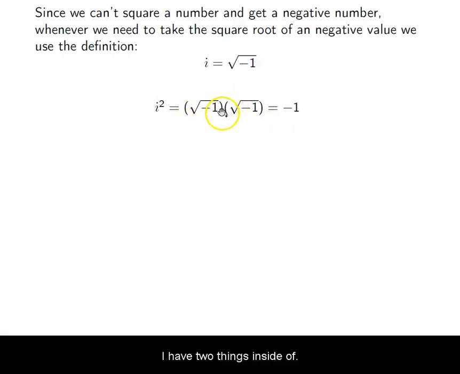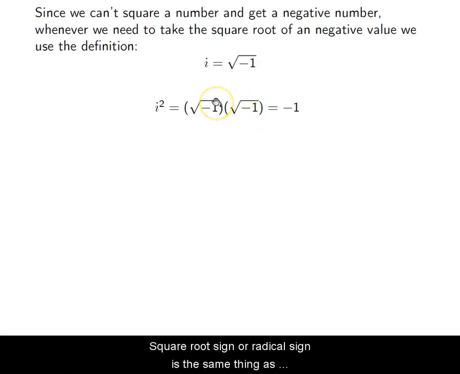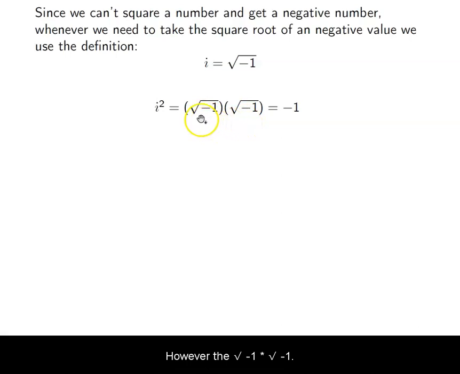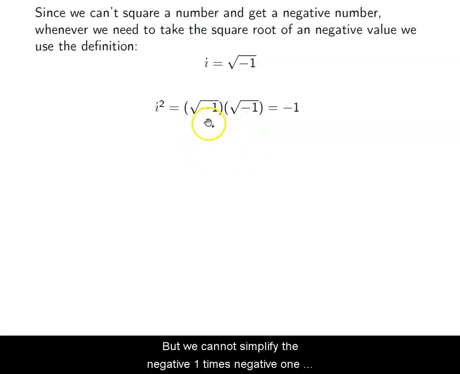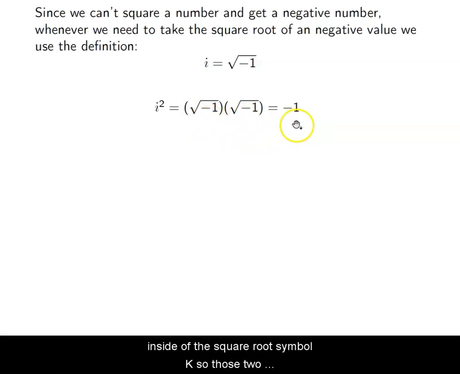Okay, so a quick note here is that remember the property is that if you have the square root of two things inside of a square root sign or a radical sign, it's the same thing as separating those two items into two separate factors, right? However, the square root of -1 times the square root of -1 is the same as the square root of -1 times -1, but we cannot simplify the -1 times -1 inside of the square root symbol, okay? So those two -1s come out as a single -1, right?